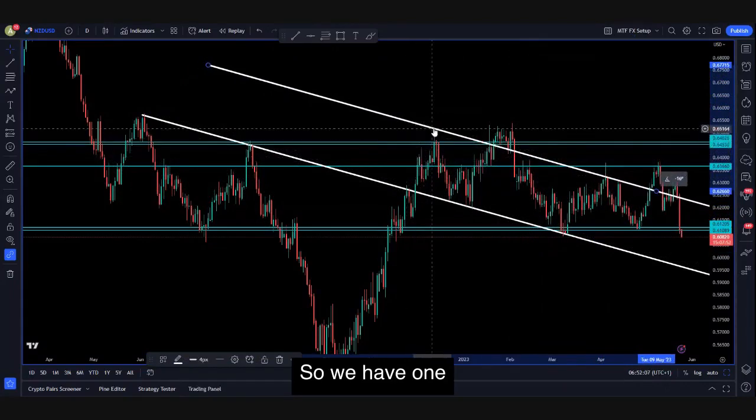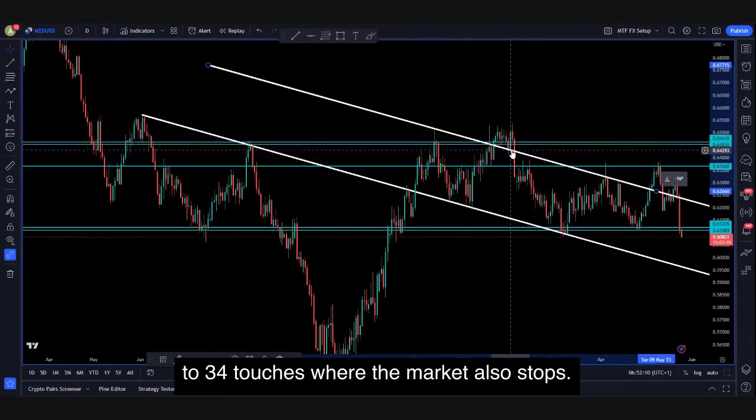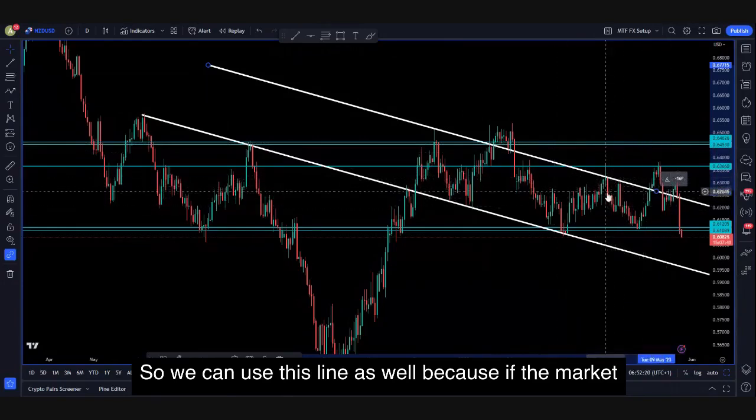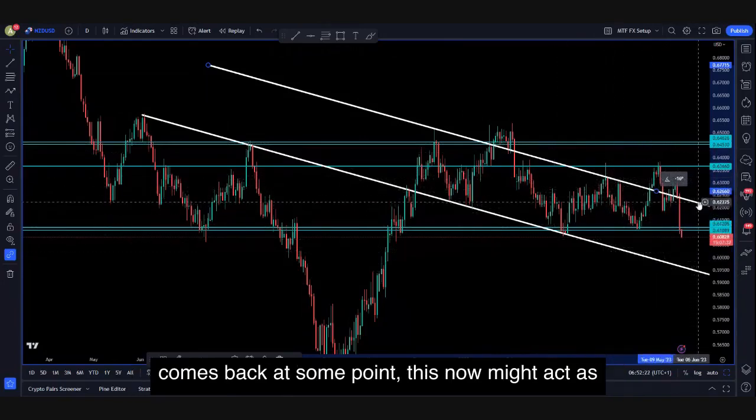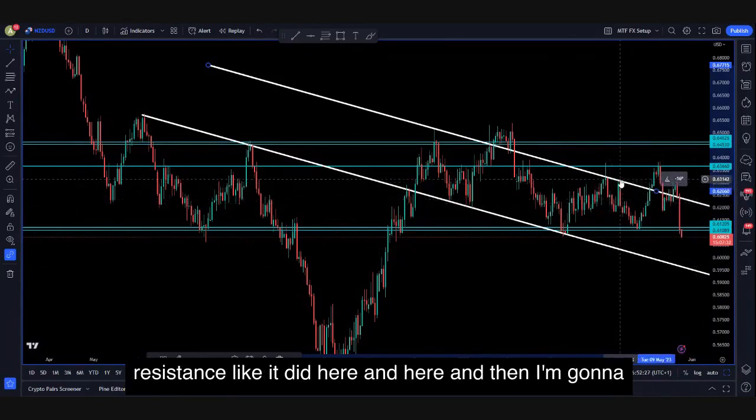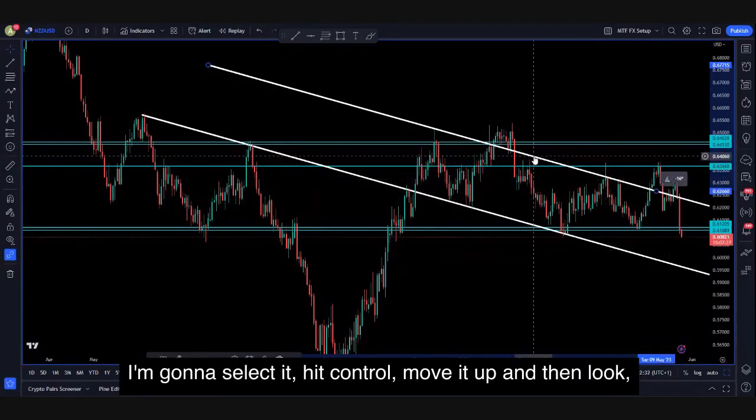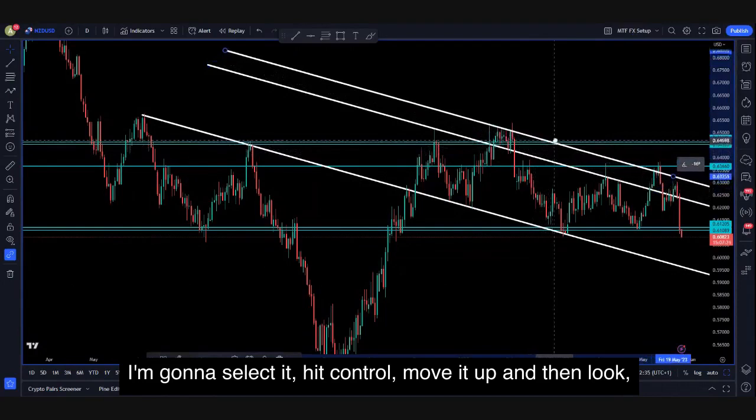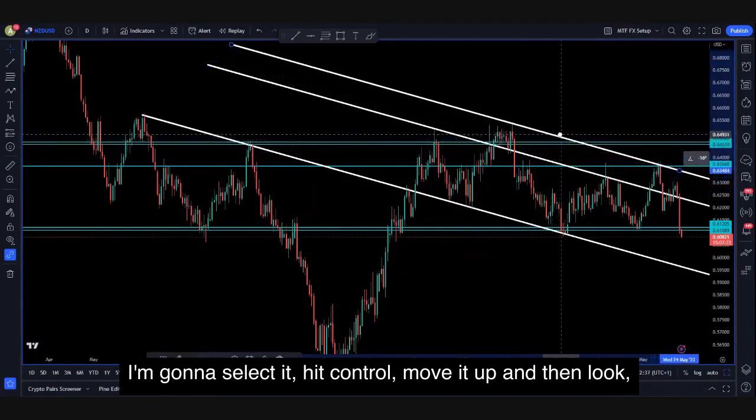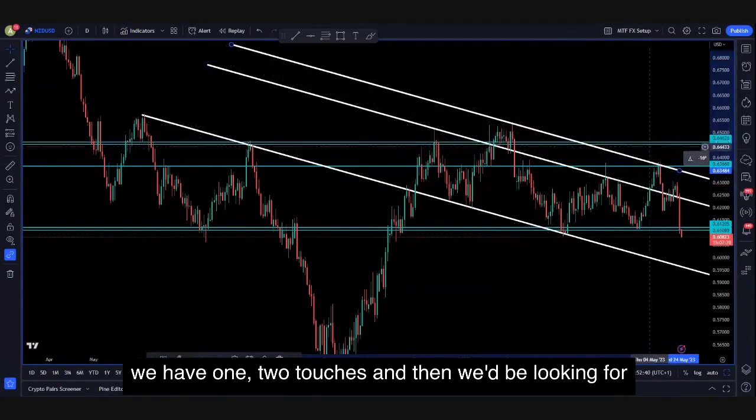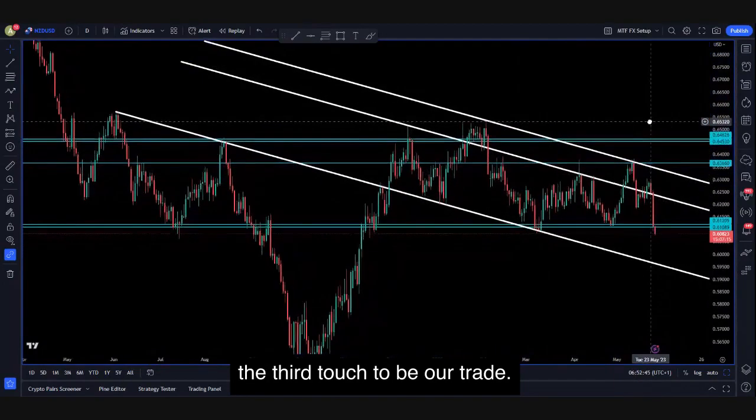I'm now going to use this same line and identify if we can get at least 3 touches somewhere else. So we have 1, 2, 4 touches where the market also stops. So we can use this line as well, because if the market comes back at some point, this now might act as resistance like it did here and here. Then I'm going to take the same line, select it, hit Control, move it up. And then look, we have 1, 2 touches, and then we'd be looking for the 3rd touch to be our trade.